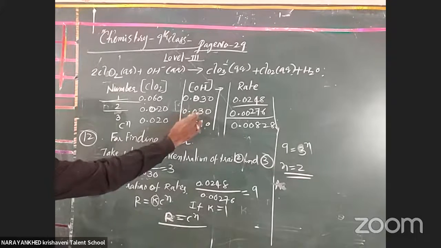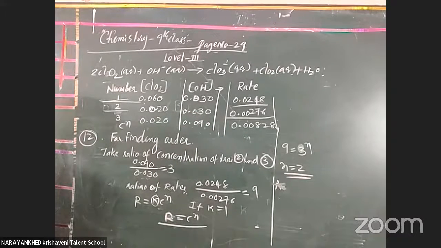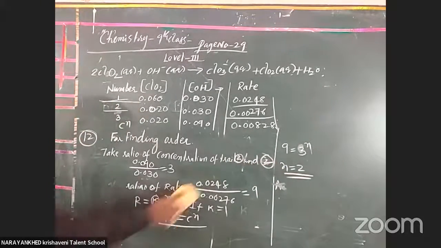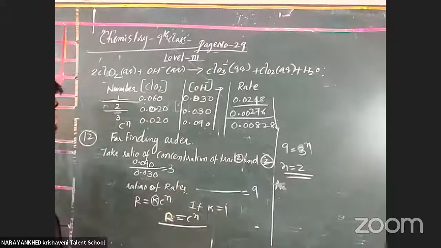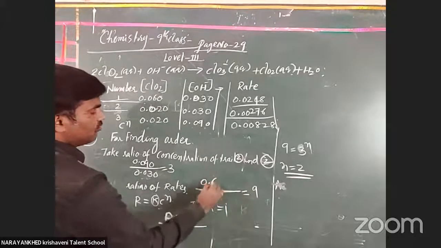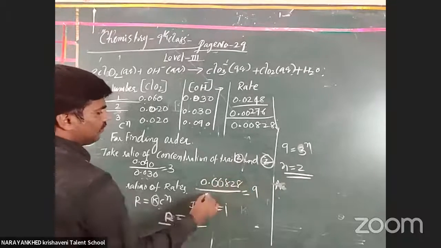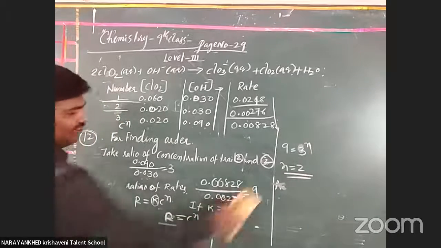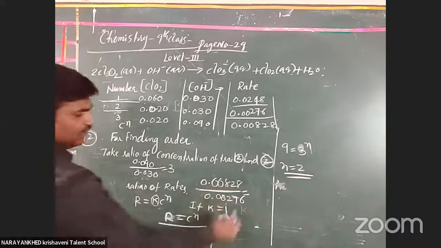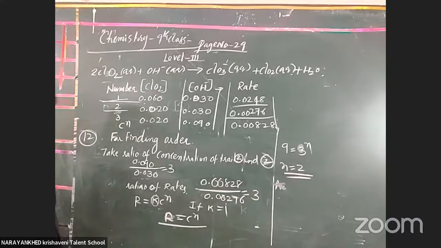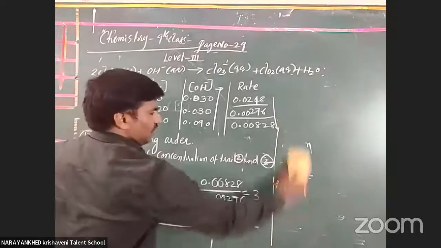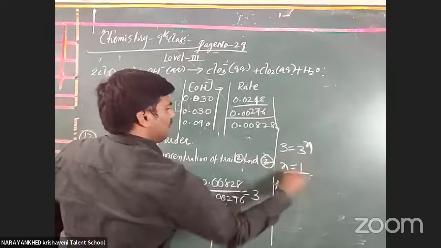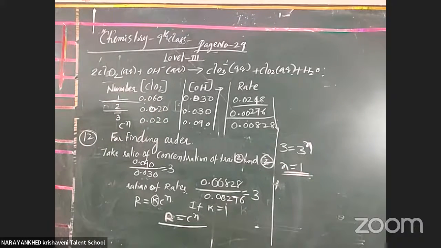I am taking trial 3 as well as trial 2. Here also you take trial 3 and trial 2. That becomes 0.00828 by 0.00276, which also becomes 3. Approximately, it is equal to 3 only. Now, if k is equal to 1, these are all common. Here it is 3, and it is 3 to the power of n, so n is equal to 1. In this way, we have to calculate the orders.